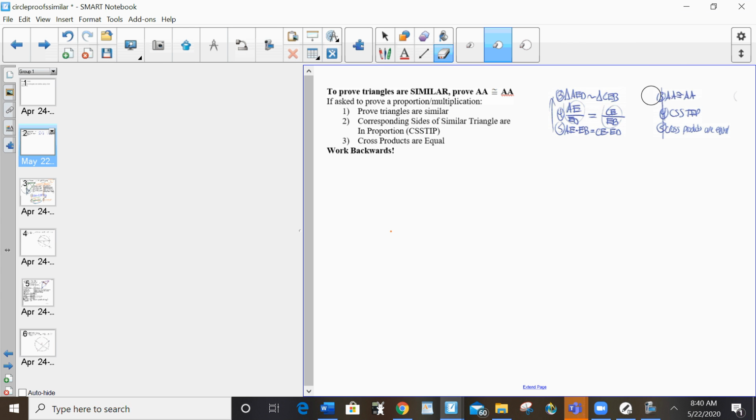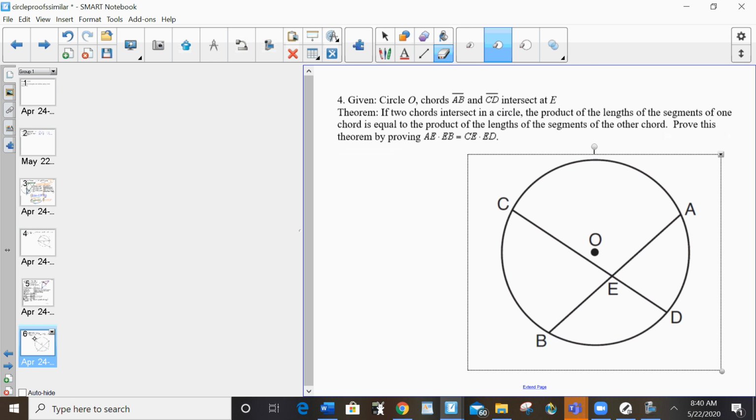And once you get to this point, to prove triangles similar, we need to prove angles. Our circle theorems: look for inscribed, central, or inscribed, radii and diameters, inscribed especially, and go from there. I'm just going to give you a hint on number 4. We're going to need to draw auxiliary lines. So I would draw CB and AD.